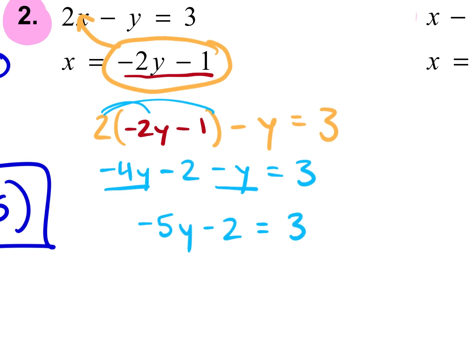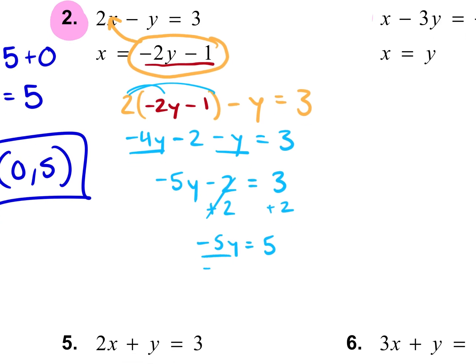What would I do next? Add 2 to both sides. So negative 5y is equal to 5. And then what? Divide both sides by negative 5. So y is equal to? Negative 1.